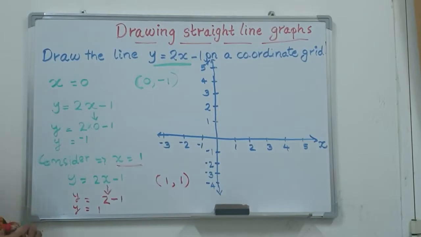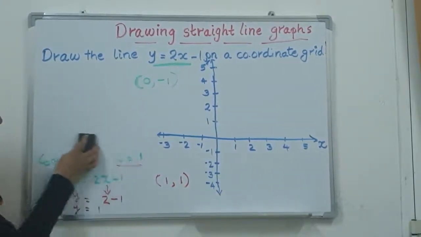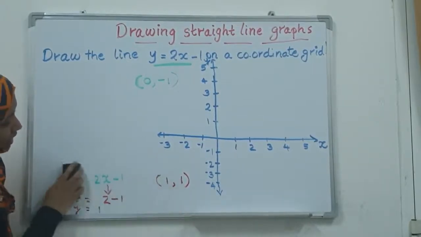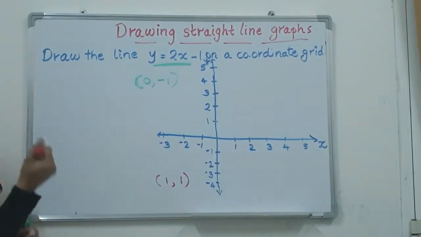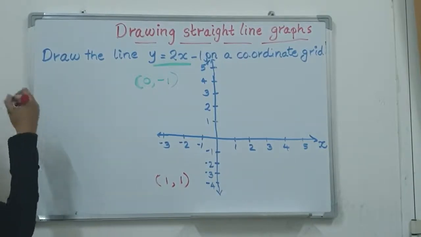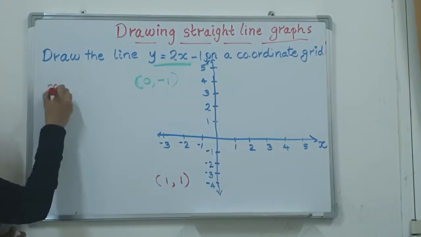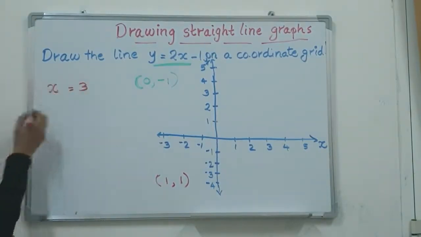Let's consider the third coordinate point. The first coordinate is 0 and negative 1, and the second is 1 and 1. Choose another value for x. It's not compulsory that you choose 1, 2, 3 like that. You can choose in any way. So I am choosing the next value for x, which is 3. What will be the value of y?